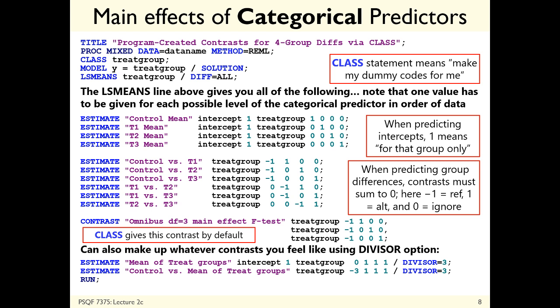So on the class statement, that's the critical thing here. When you do that, all of this stuff on this slide comes out by default if you add this one line of code, LS means. So this is why it can be much more convenient to let the program do the coding for you, because then it understands what you're trying to do.